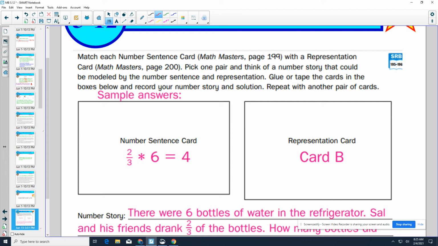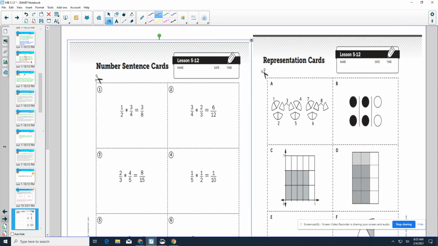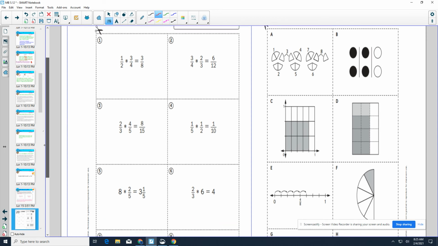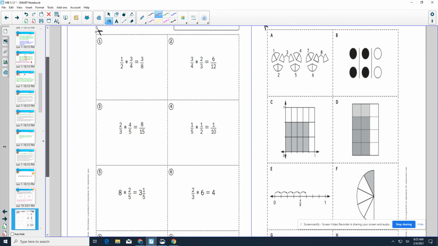Now, if you're at home doing virtual learning, you're not going to have these cards. So I have copied and pasted them down here. So you would want to pause the video right now and take a look at these cards. And you just want to pick one example. So you can see on the left-hand side here, you have the multiplication problems. And then you want to go over here and find the card that matches that representation. Okay? And so that's what you'll be doing on here.